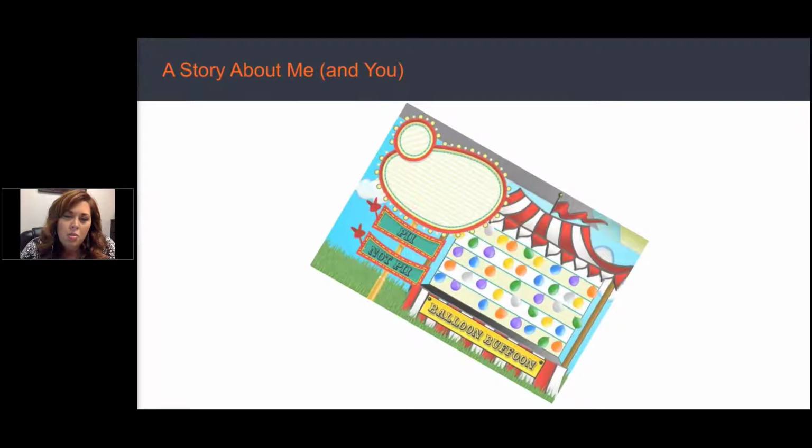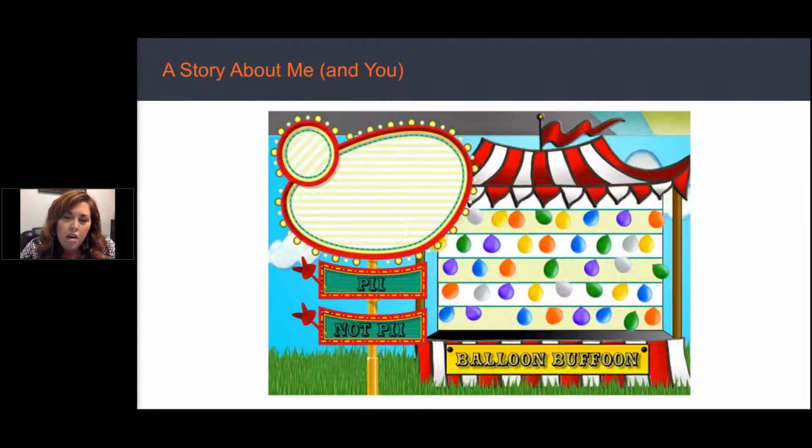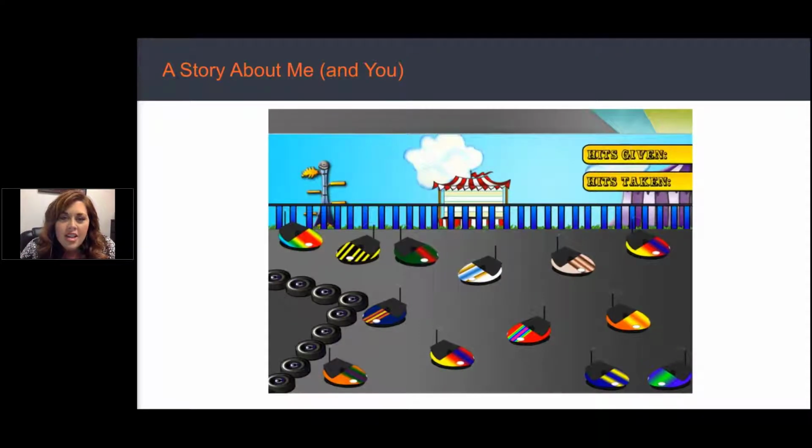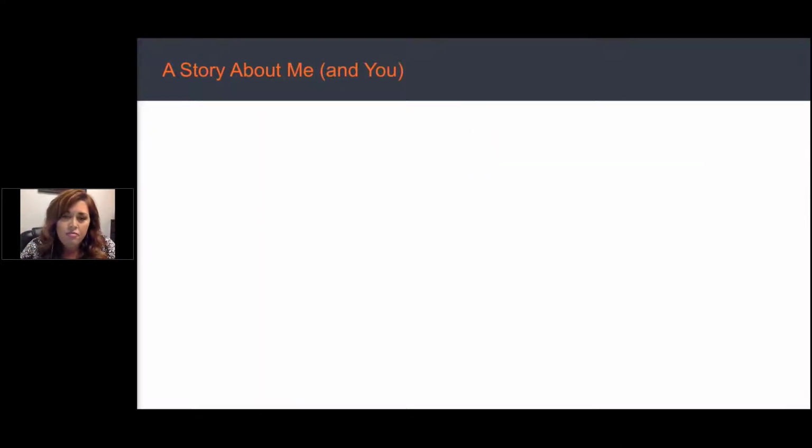The Carnival games were like a balloon pop where a scenario would come up, and you had to decide if it was personally identifiable information or not, and then you would throw the dart. If you were right, it would pop the balloon, but if you were wrong, it would miss, and you'd have to keep playing until you popped 10 balloons. And then there was a bumper cars game where you could pick a car and challenge it. If you were right, you gave a hit, but if you were wrong, you took a hit, and if you took too many hits, you'd have to play again.